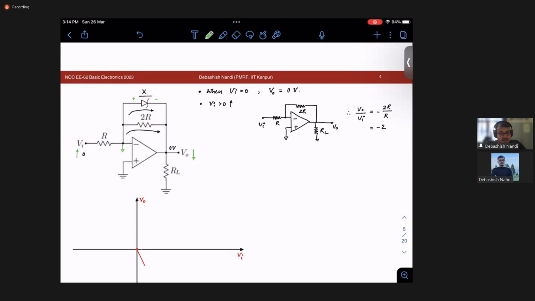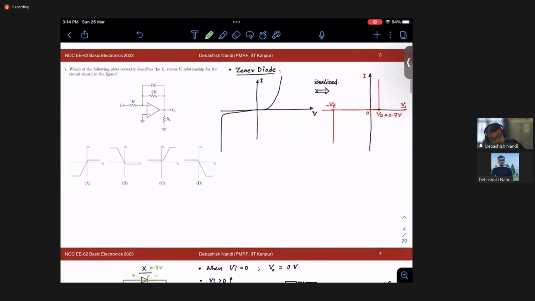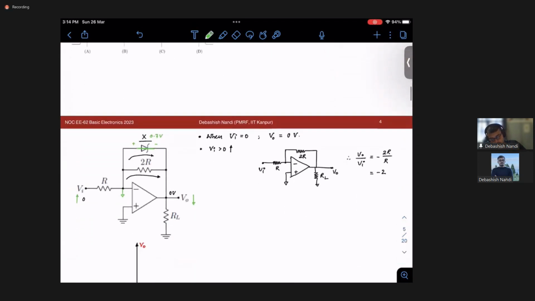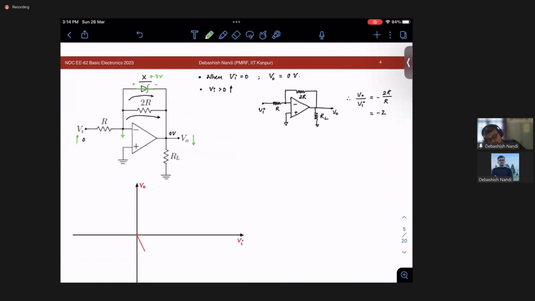So as soon as it gets 0.7 volt across it, this diode will be short. And why will this diode be short? Because beyond 0.7 volt across the diode, I have an infinite amount of current, right? Infinite amount of current means I have simply a short, right? So I will have this configuration.